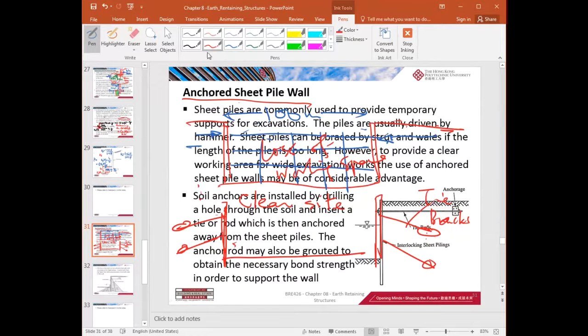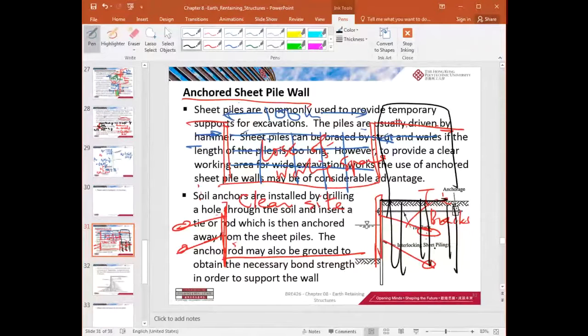If there is an adjacent building here, and they got the foundation, then you have to install the tieback interfering with the existing foundation of the adjacent properties. Now that could be very troublesome, right? Or you may not be permitted to do so.